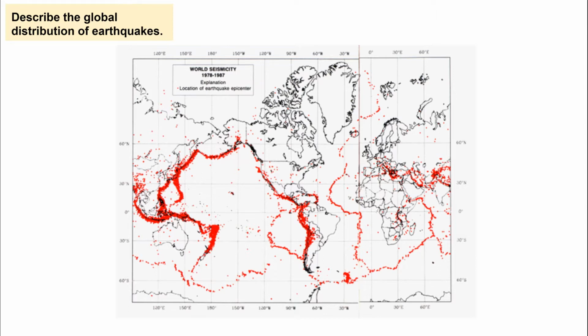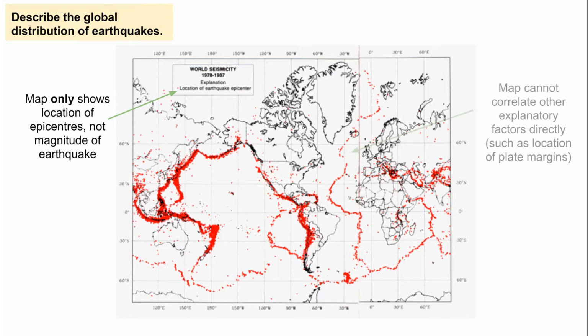Of course, we'll all recognize what that pattern is, but I'm going to suggest there are a few limitations of using this map. The first one I would suggest is this. It's only going to show the locations. You have no idea of the magnitude or size of those earthquakes, and you can't do anything about that. The map cannot directly correlate with any other explanatory factors.